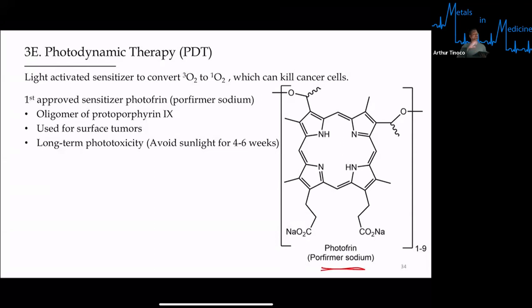And so these first approved sensitizers were these type of molecules, not metal-based. And so there's an oligomer of protoporphyrin IX. We've seen that particular compound when we talk about heme, was used for surface tumors, okay? And so it has a long-term phototoxicity, which is the reason why people that were given this treatment could not be exposed to sun, because the presence of this can exist in the body for quite some time, and then you don't want to keep this active, right? So you try to minimize your exposure to UV.